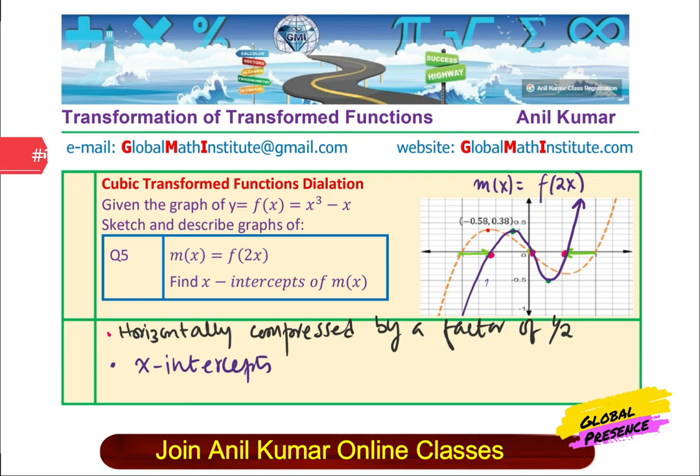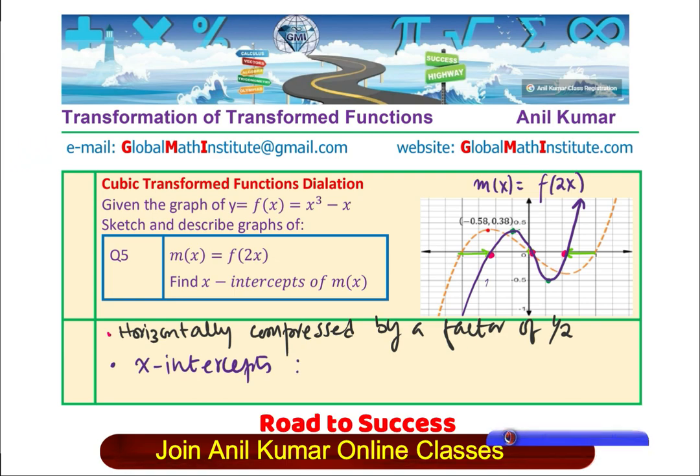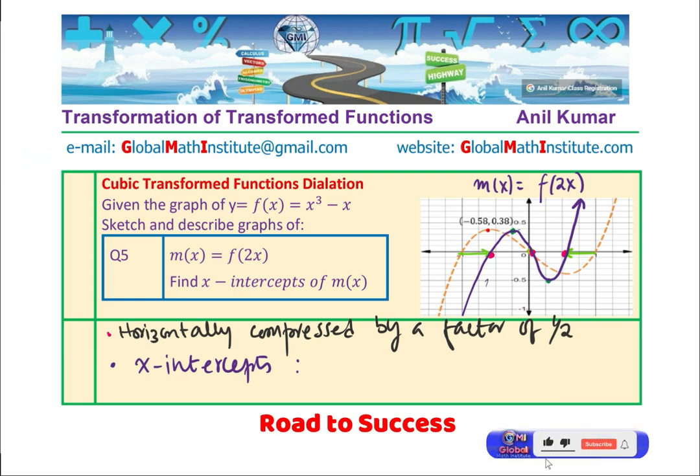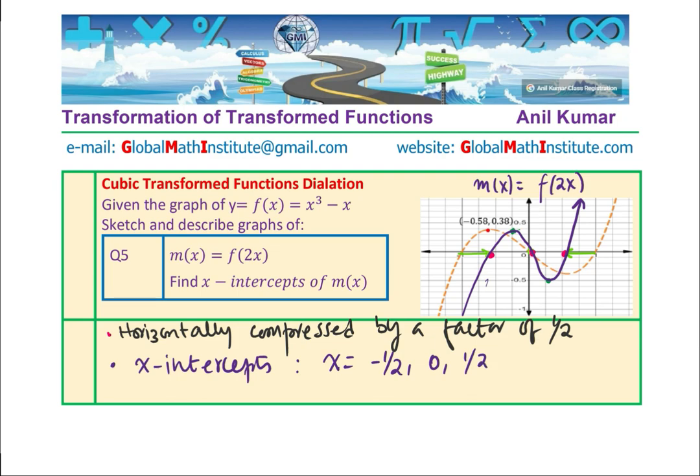Horizontal transformations always will affect the domain and the x-intercepts. So instead of being at -1, 0, and 1, the x-intercepts are at x equals 2, minus half, 0, and plus half. Makes sense? Half the values, correct?